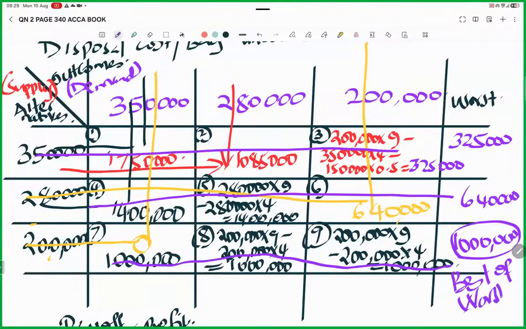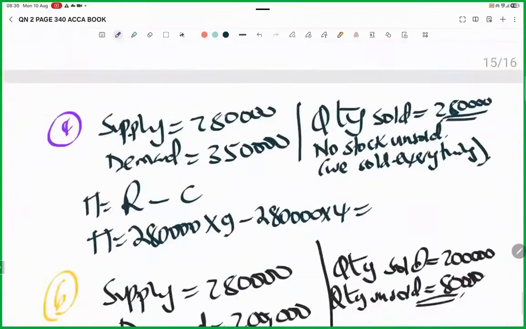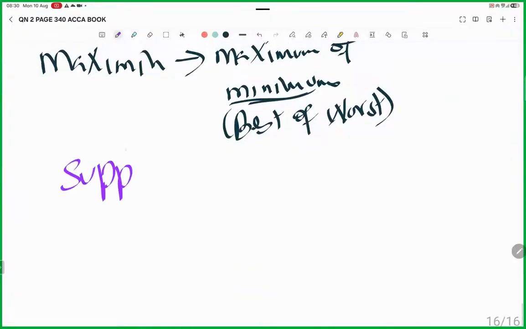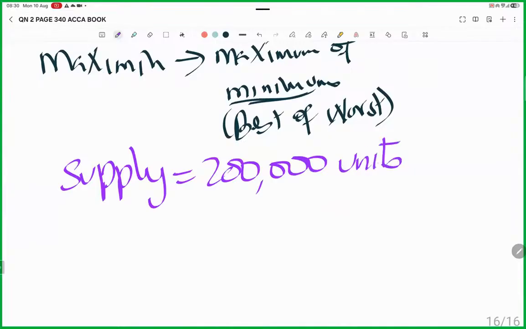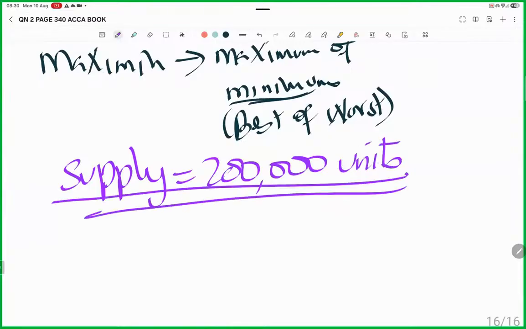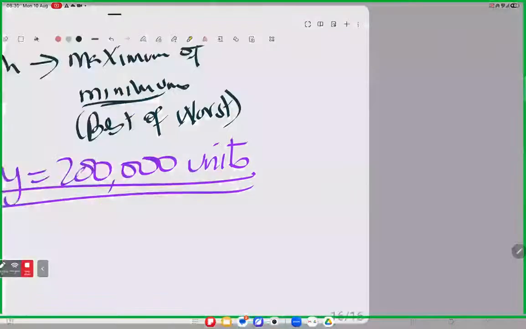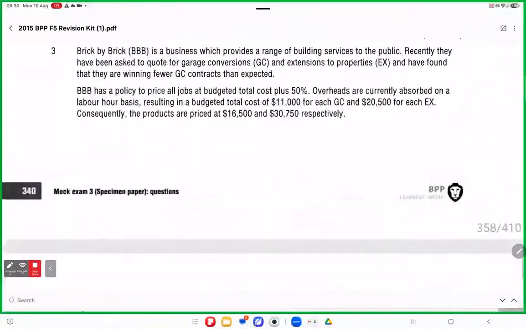And as Martin is telling us, if this is the best of the worst, then we supply its quantity. So we supply 200,000 units. Best of the worst. Ladies and gentlemen, I still have 7 more minutes.